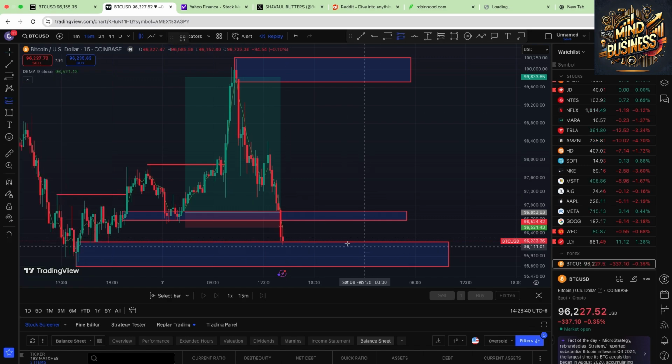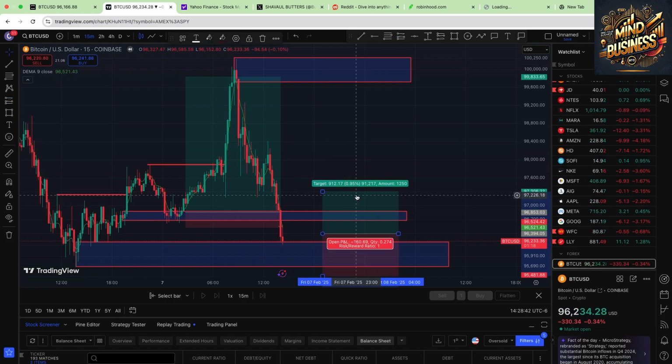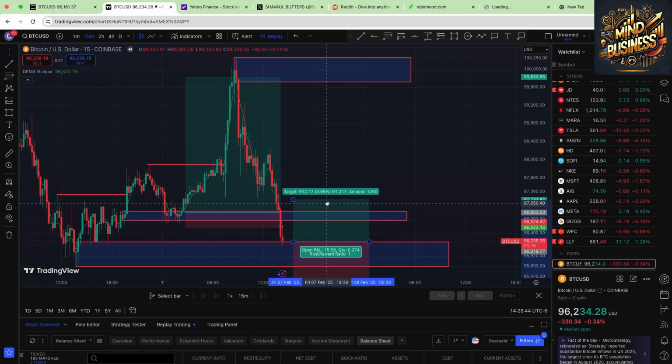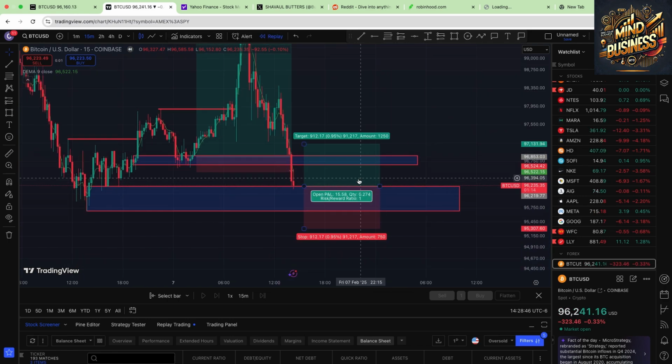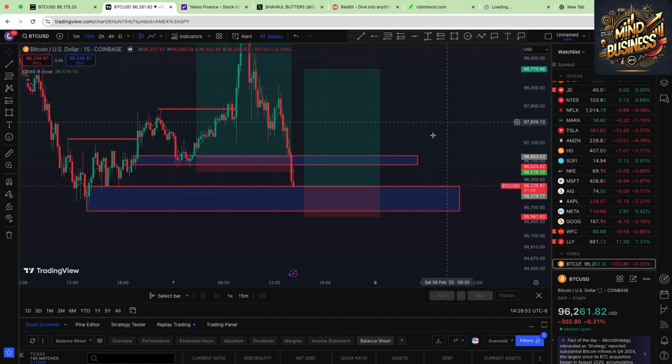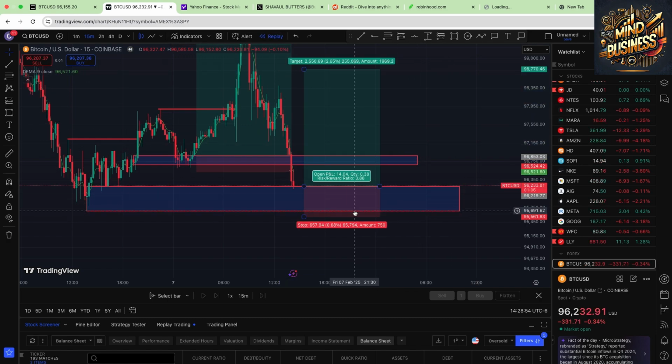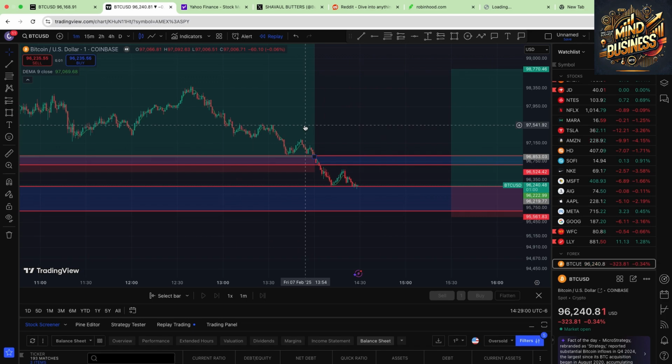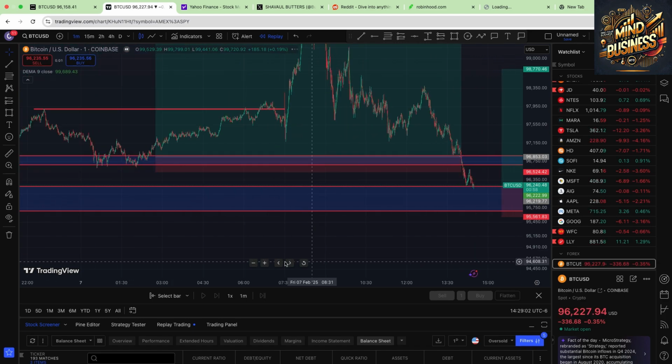You guys could put your long right here on the 15-minute, if you prefer to trade the 15-minute, and you can put your stop loss below the demand zone and wait for price to trade up. Now, since price is already in the demand zone, what I usually do is go on the 5-minute time frame and the 1-minute time frame. That's where the fun really happens. So you guys can come on the 1-minute time frame.